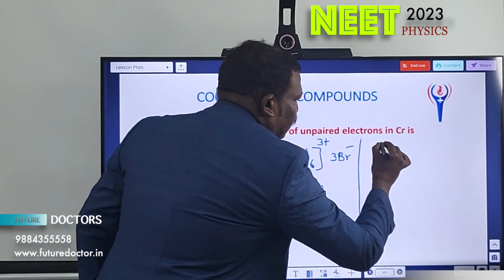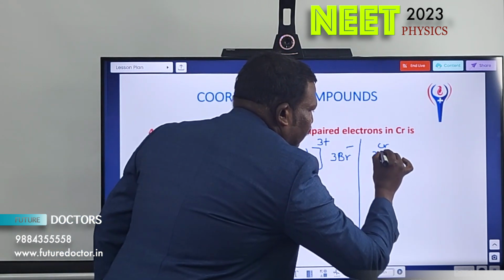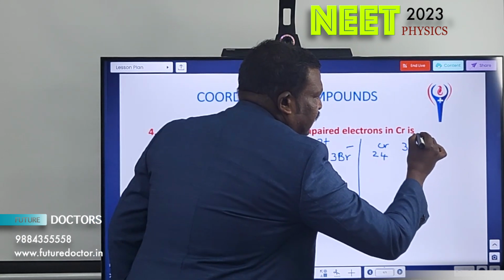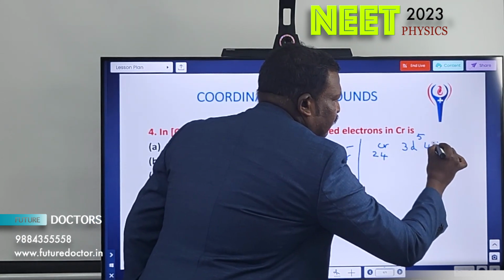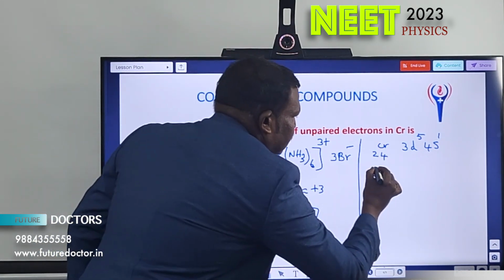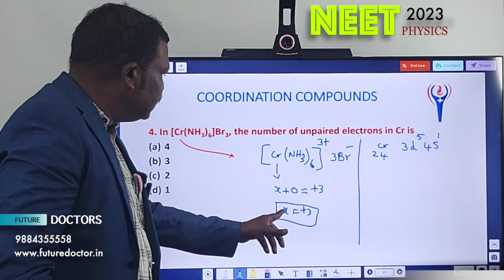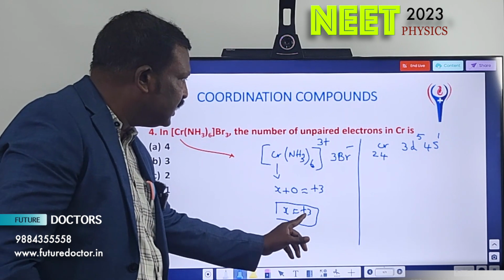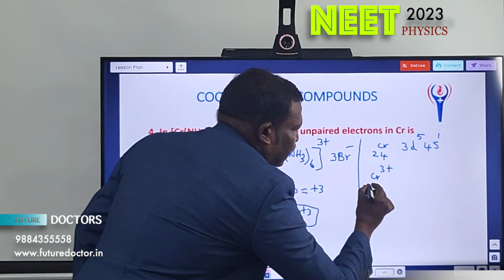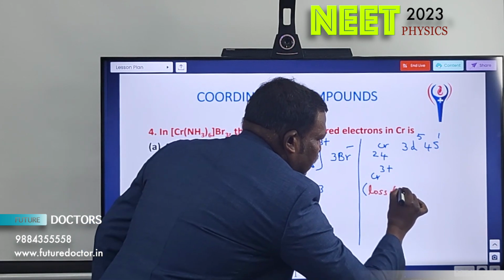So first, chromium. Chromium atomic number is 24, isn't it? So the outer electronic configuration is actually 3d4 4s2, but we can write 3d5 4s1 for getting half-filled configuration. Okay. Then this is the ground state atom, isn't it? Now in this complex, the chromium oxidation state is Cr3 plus, isn't it? So Cr3 plus means loss of 3 electrons.